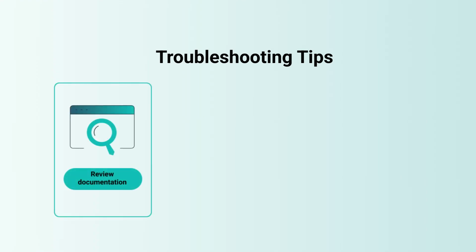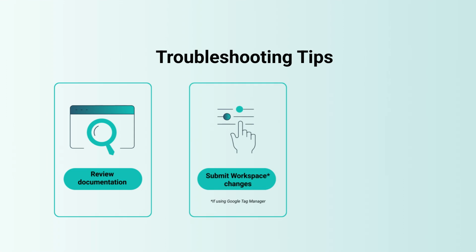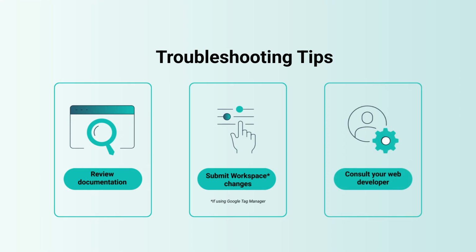If you're having trouble with the Pixel implementation or Pixel firing, here are a few steps you can take. Review our in-depth Pixel installation documentation to make sure each step was followed correctly. If installing via Google Tag Manager, remember to submit the workspace changes to push everything live. Consult your web developer to help ensure the Pixel code is correctly integrated with your website's specific platform and code.